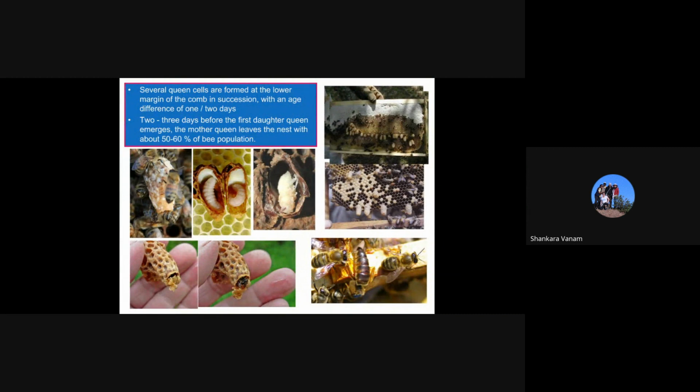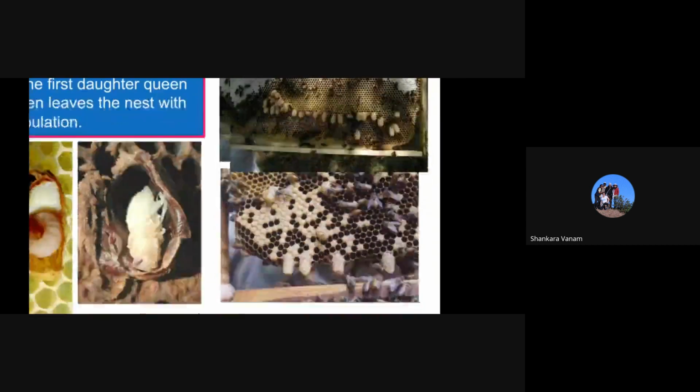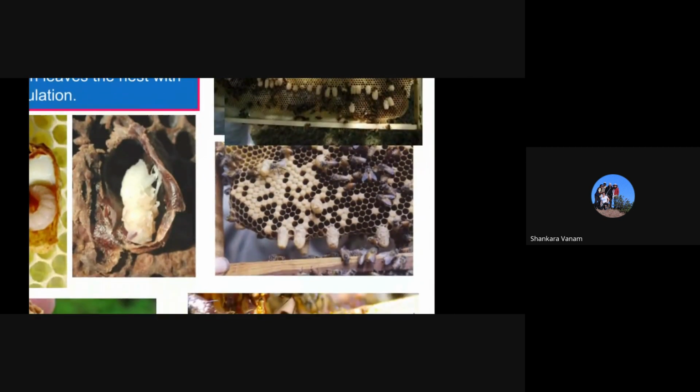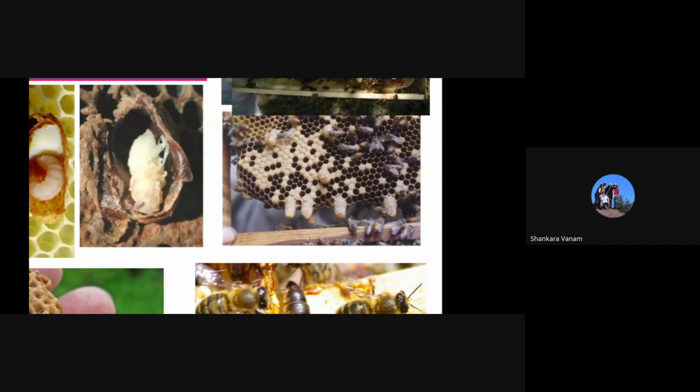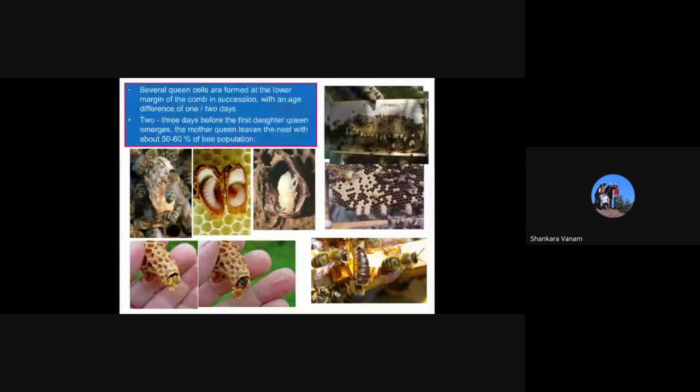In the first picture, you can see the queen bees produced in emergency conditions, when the capacity of the queen is reduced, or else accidental death of or damage to the queen happens. In the picture below, this is in natural conditions, where the queen cells are formed at the bottom edge of the comb.